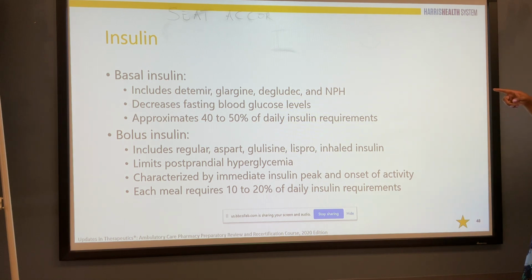And our bolus insulin, that's also called our mealtime insulin, and that includes regular, aspart, glulisine, lispro, and inhaled insulin, which we'll cover. And these focus on mealtime sugars, and we talked about the peak that they have. And this makes up about 10 to 20% of the daily insulin requirements at each time.